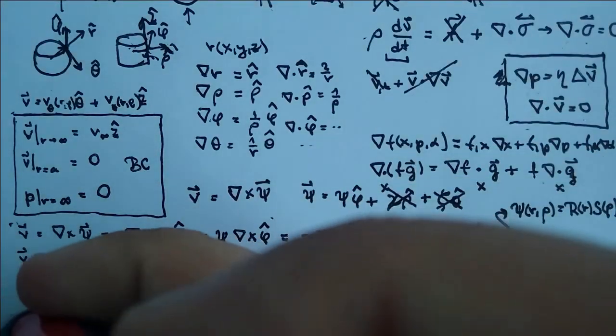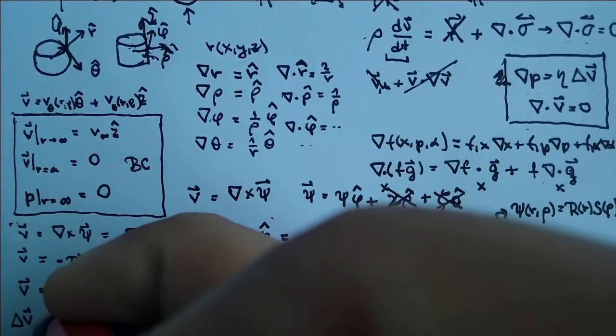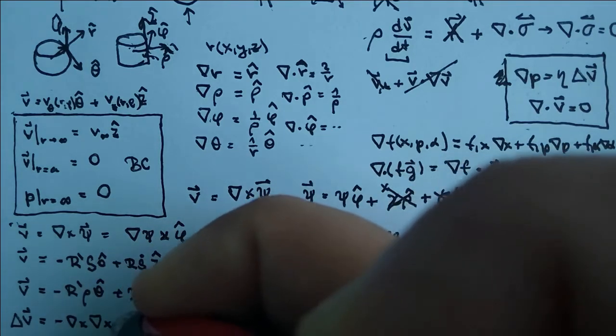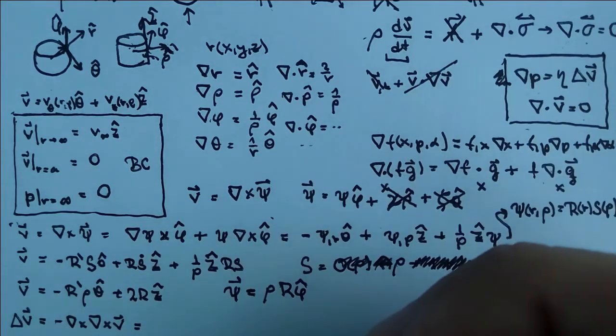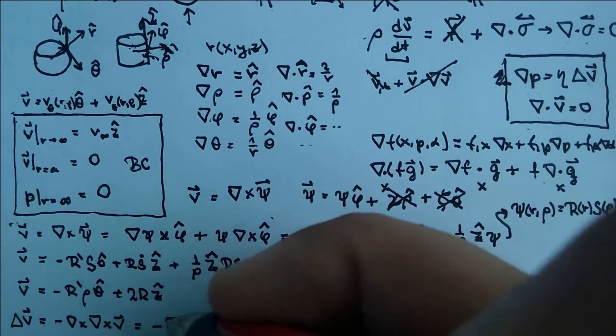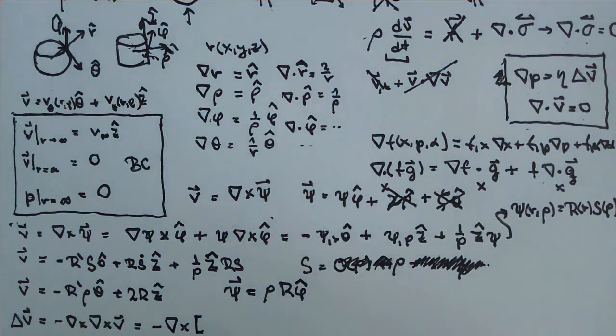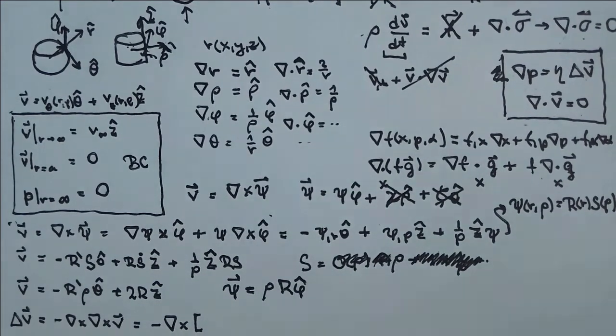So Laplacian of v is exactly minus double curl of v, and that is equal to minus curl of, and curl of v is what? So we have to take curl of this. So again we will use Leibniz rule. So let's take a curl of r prime, which is what? Which is a gradient of r, and then cross with this.